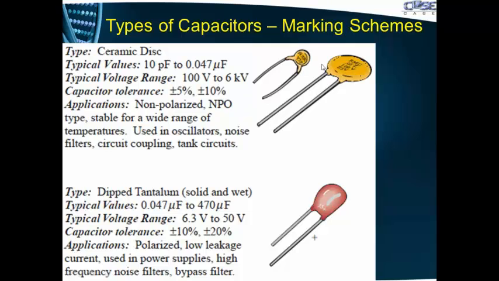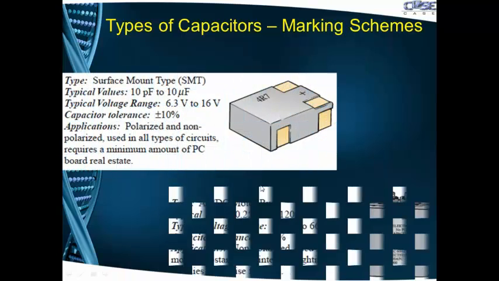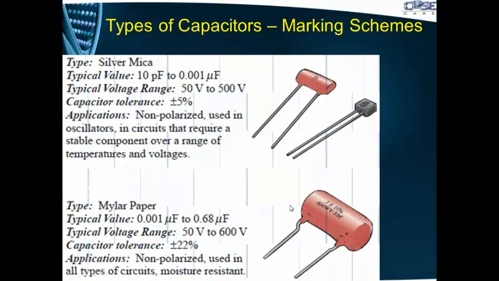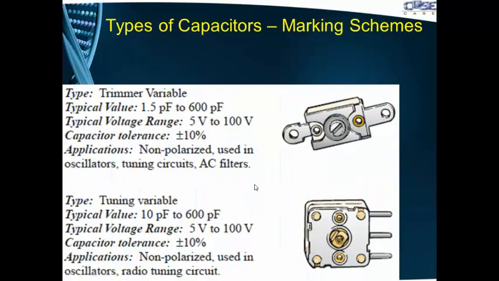So these are the ceramic capacitors, tantalum capacitors, and these are the surface mount type, and these are silver mica and mylar paper capacitors. These are the variable capacitors, which are also called trimmers.